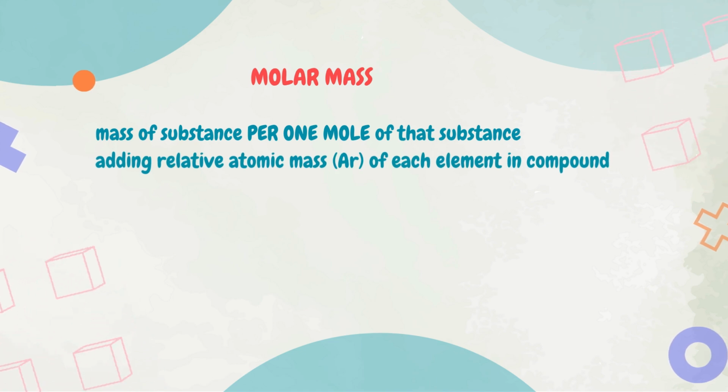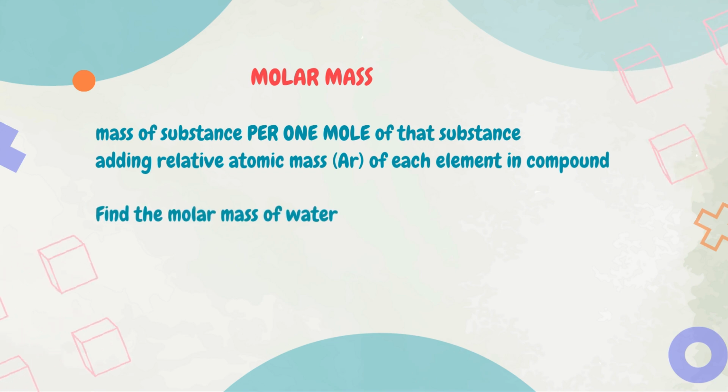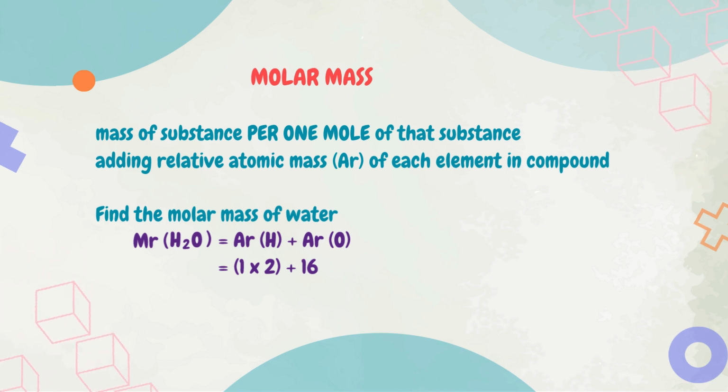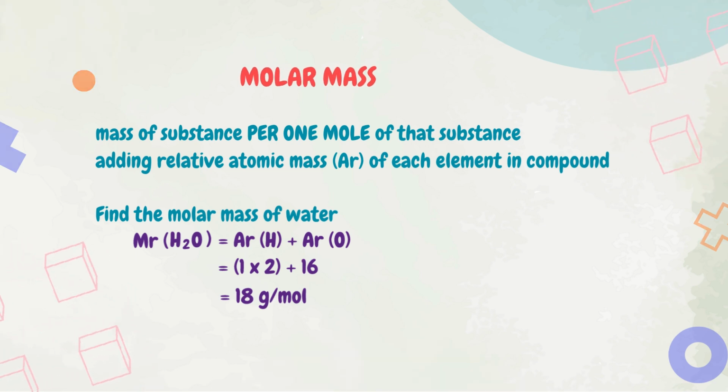Let's consider some examples. Find the molar mass of water. The molar mass of water is equal to the relative atomic mass of hydrogen plus the relative atomic mass of oxygen. The relative atomic mass of hydrogen is 1, but water has 2 hydrogen atoms, therefore 1 times 2. The relative atomic mass of oxygen is 16. Then the molar mass of water is 1 times 2 for hydrogen plus 16 for oxygen. This gives 18 grams per mole, so the molar mass of water is 18 grams per mole.